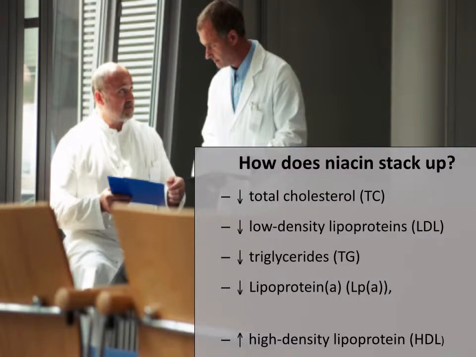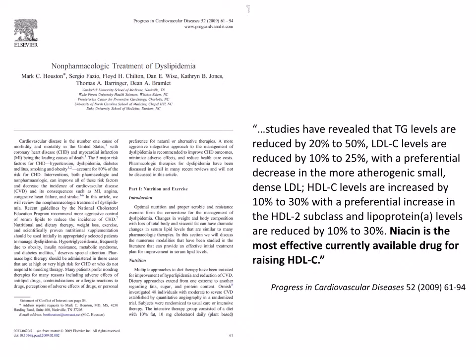So niacin, in the form of nicotinic acid, has been shown to favorably affect total cholesterol, LDL, triglycerides, lipoprotein A, and HDL levels. This study from Elsevier in 2009 states that triglyceride levels are reduced by 20 to 50%, LDL by 10 to 25%, specifically targeting the small dense LDL, and HDL increased by 10 to 30%, making niacin the most effective drug currently available for raising HDL.